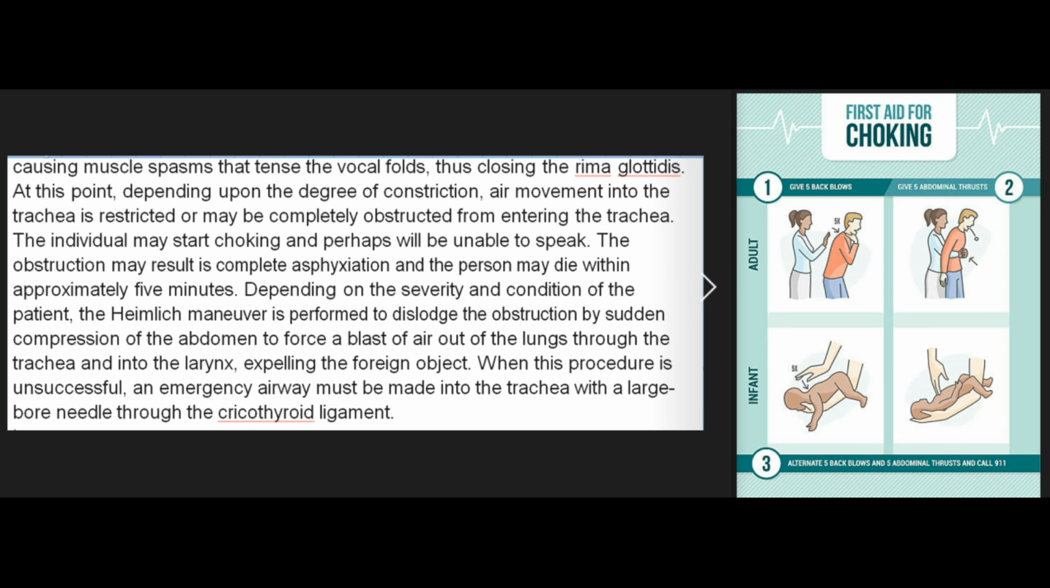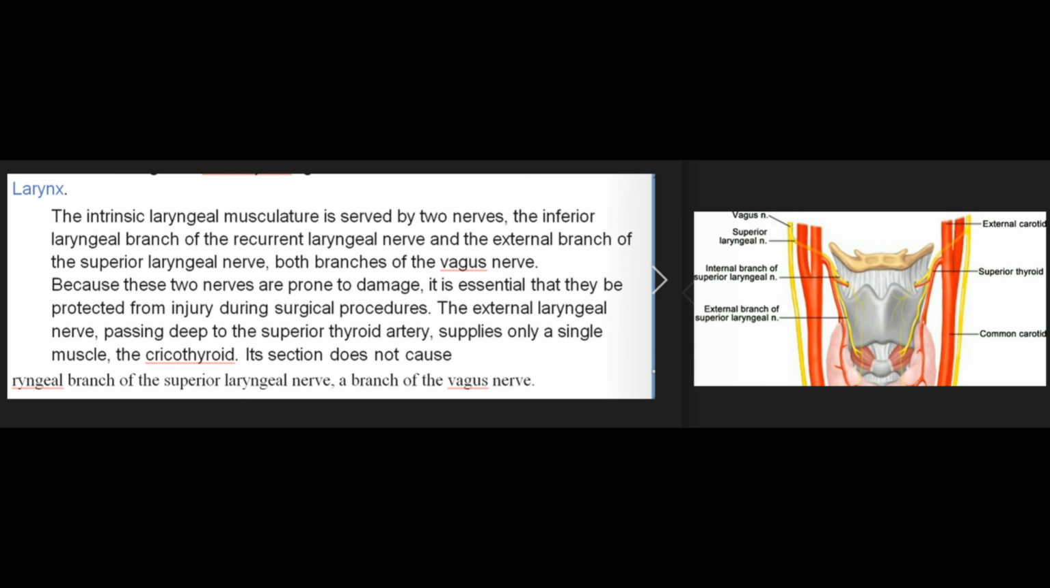When this procedure is unsuccessful, an emergency airway must be made into the trachea with a large bore needle through the cricothyroid ligament. Larynx.